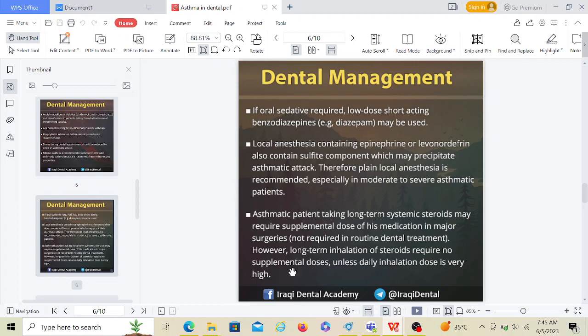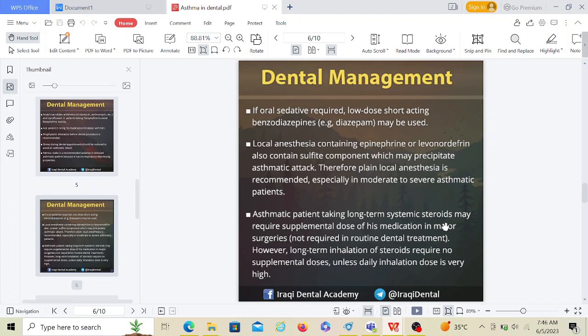Now, this point is also important. An asthmatic patient taking a long-term systemic steroid may require a supplemental dose. See, this word "may" is very important. Like I mentioned, if the patient has come for, say, a very simple filling which does not require local anesthesia, which does not require you to place a matrix band, which does not require any bleeding, basically a pit and fissure, then you don't have to increase the dose of the medication.